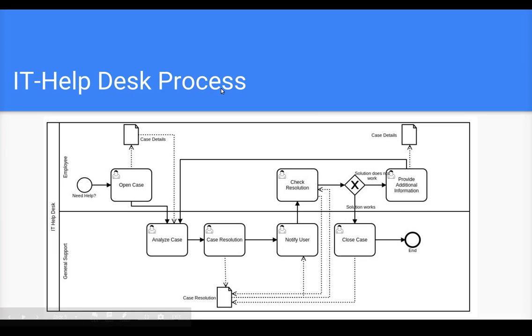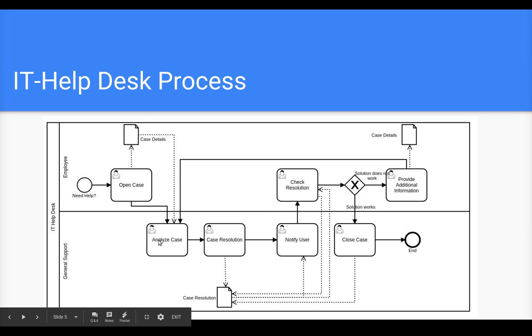It's a mock scenario where an employee working in some office has a problem with their computer and needs to ask for support from the general support team. You see it consists of a graph diagram with its own meaning, which I am not going into, but let me quickly show you how it goes. It starts here. If the employee needs help, he has to open a case about the issue that he is facing.